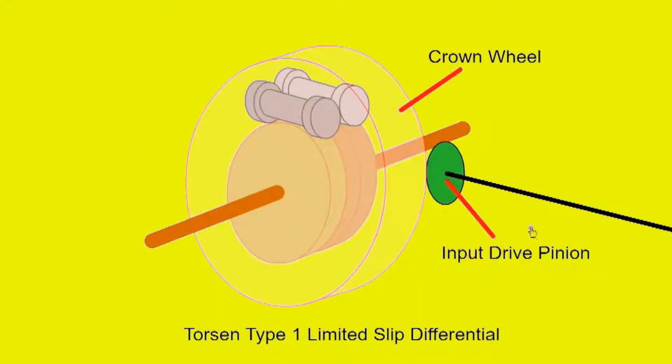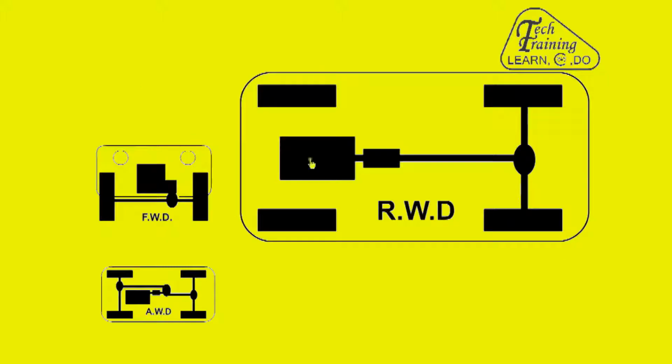During normal operation, the input drive pinion drives the crown wheel and cage. The Torsen will allow for speed difference when cornering. However, if one wheel loses traction, the difference in torque causes the differential to bind together and limit the slip. Most road cars will have an open differential, while rally cars will have an L.S.D to limit wheel slip during rapid acceleration, and off-road vehicles will have the option of a locked differential.